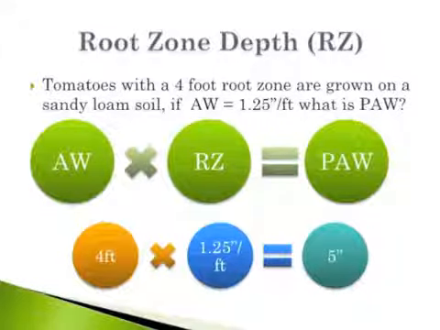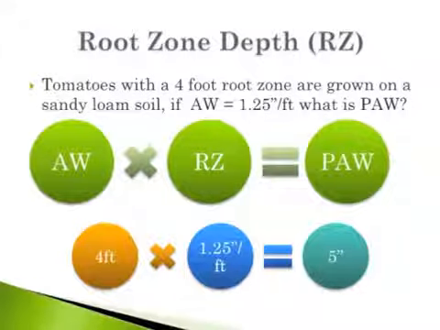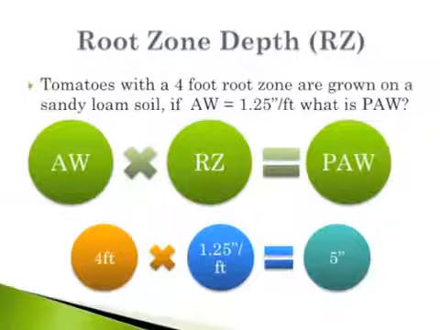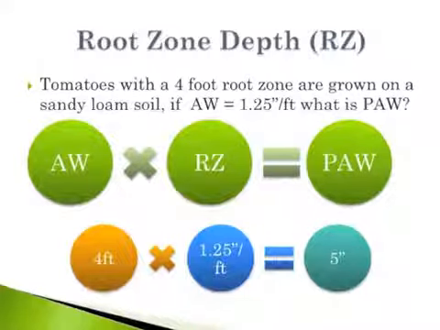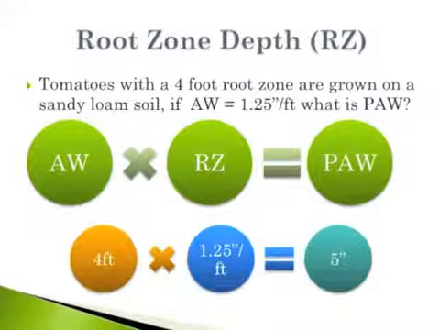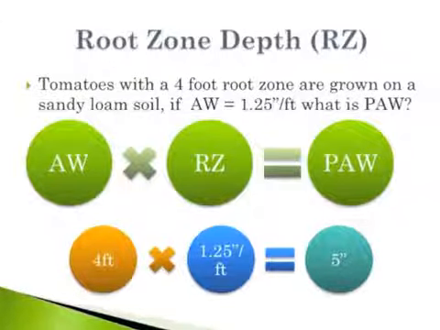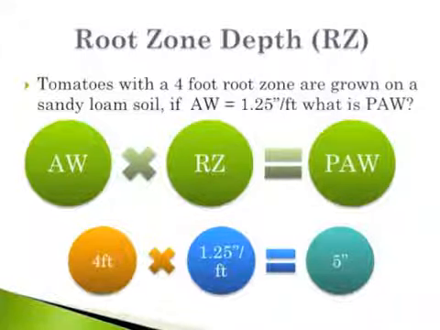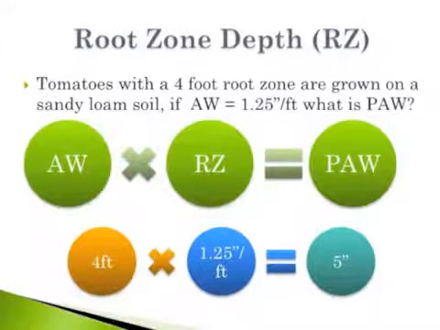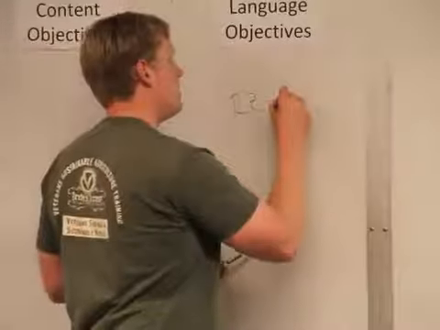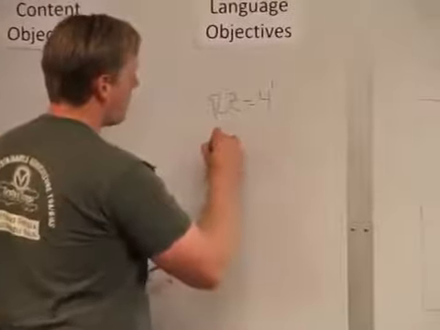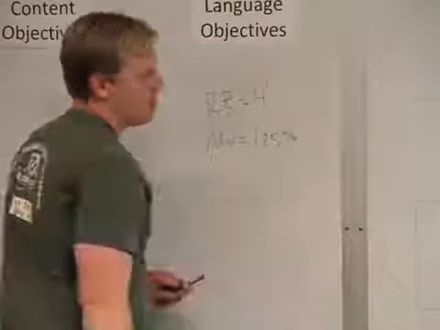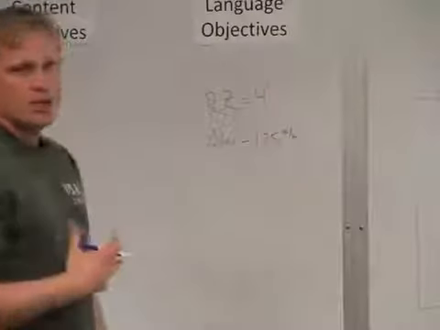So here's a description of a question that you might see when we get to the quizzing period, and here's how we utilize this equation. Tomatoes with a 4 foot root zone are grown on sandy loam soil. If the available water is 1.25 inches per foot, what is the plant available water? So in this case, we know what our RZ is, right? The root zone, or RZ as we refer to it, is 4 feet, and our available water is equal to 1.25 inches per foot.